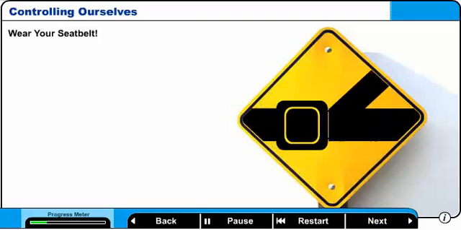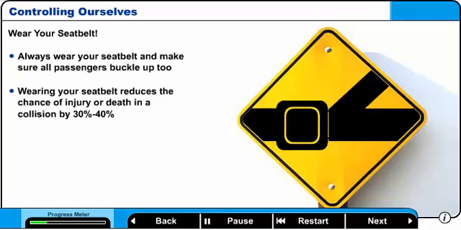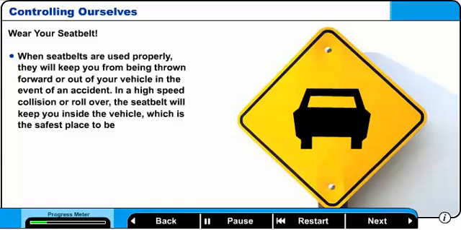Another driving factor you can control is your safety. Always wear your seat belt and make sure all passengers buckle up too. Statistics show that wearing your seat belt reduces the chance of injury or death in a collision by 30 to 40%. When seat belts are used properly, they will keep you from being thrown forward or out of your vehicle in the event of an accident.